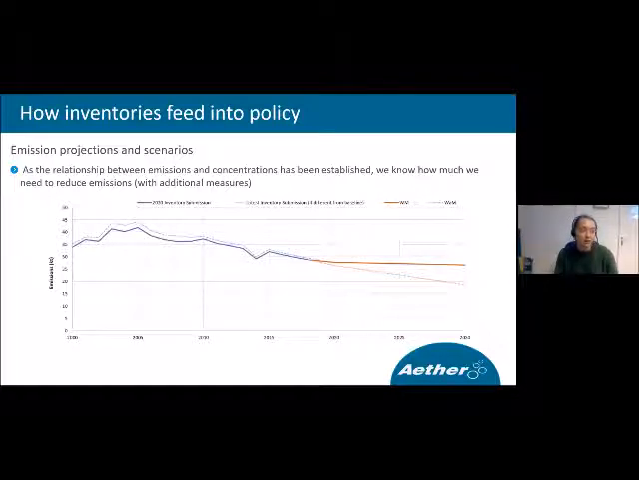And as we've established the relationship between emissions and concentrations, we know that if we reduce emissions in this instance, you can then do your dispersion modeling and see how that will impact the concentrations, and whether you're going to reach your concentration commitments under the WHO.